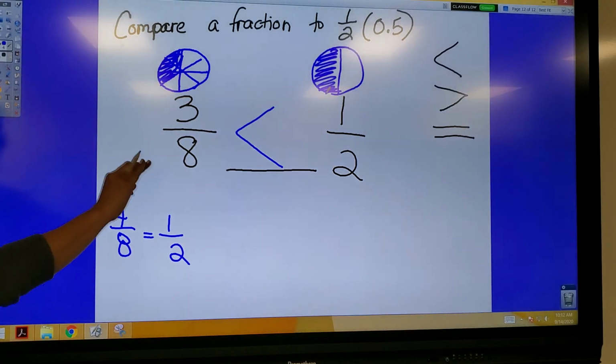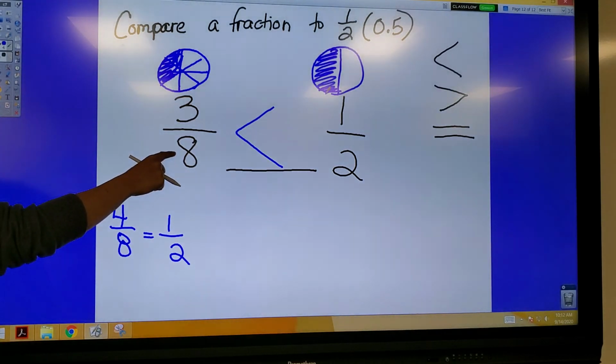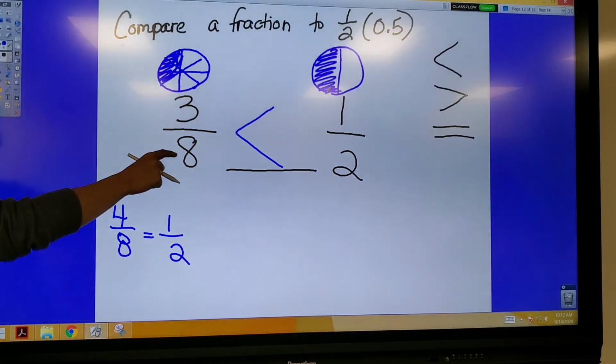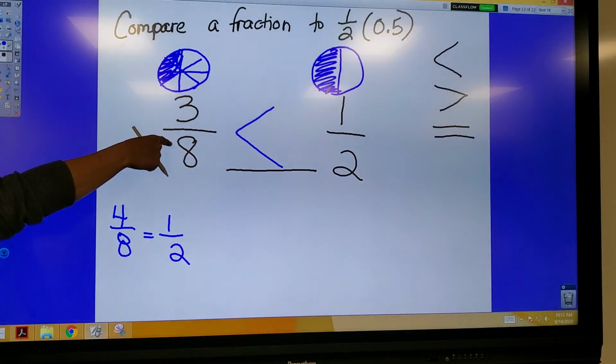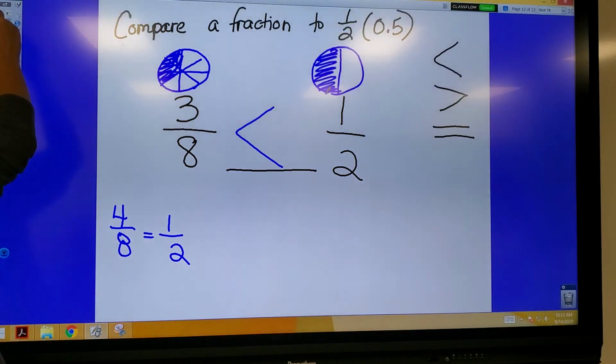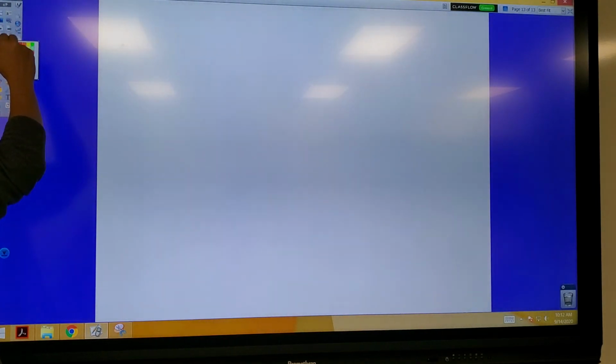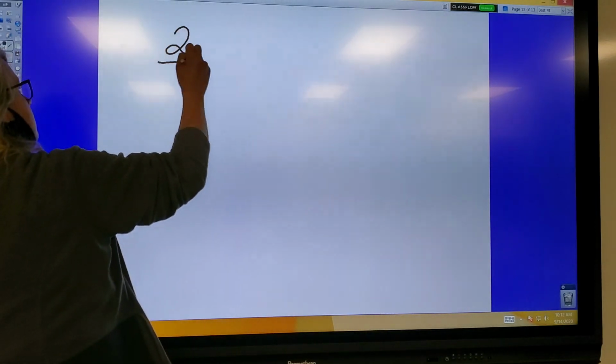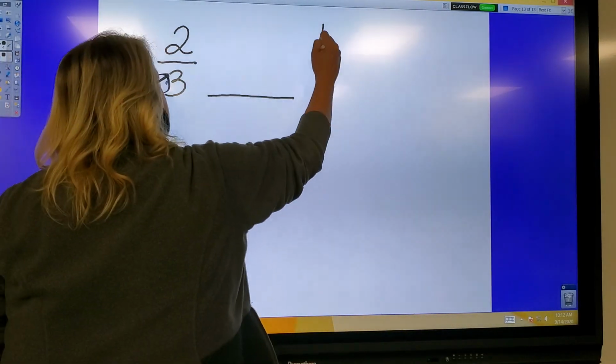So again, the easiest thing to do is to think about what over 8 is going to be exactly 1/2. And again, 4/8 would be exactly 1/2. It's always half of the denominator. So this would be less than a half. All right, let's look at another one. Let's say we had 2/3 compared to 1/2.